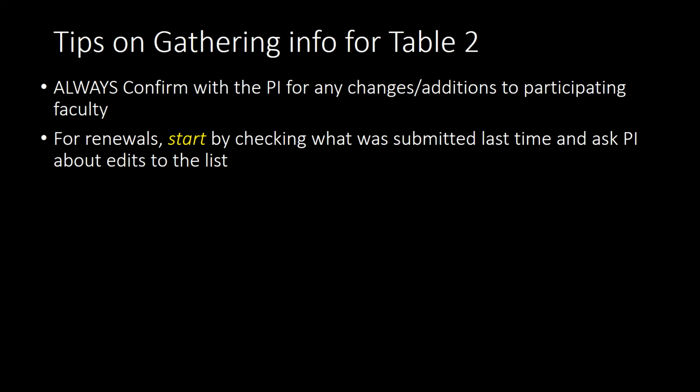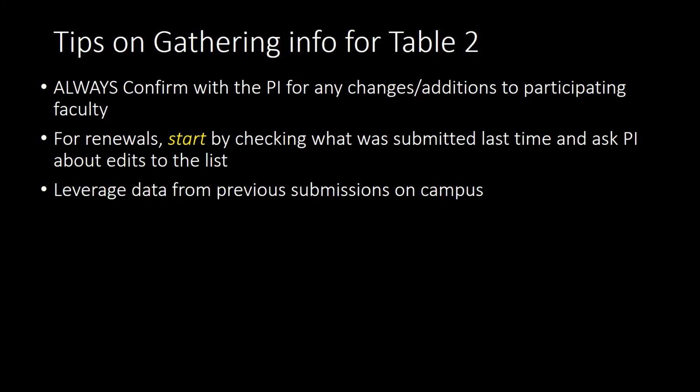So this is one of those things where I hesitate to say leverage data from previous submissions on campus, because sometimes it's really hard to get data from certain people. What I will do, if I am submitting a grant for, say, September 25th, and I submitted a grant just May 25th, and that same faculty member is on both, I may just take that data from that submission and use it over.